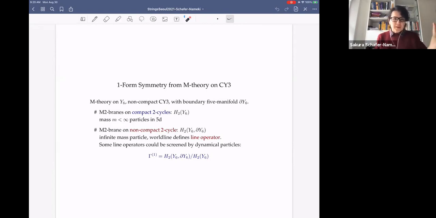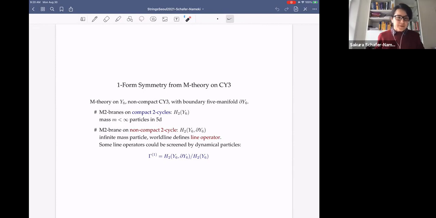So this is the story that you usually will hear if people do M theory, geometric engineering in 5D. So you wrap compact cycles. But these are Calabi-Yaus that are non-compact. So also you have in the topology of these non-compact two cycles. So these are relative two cycles, which basically extend to infinity, to the boundary. So if you wrap M2s on these non-compact, or these relative two cycles, these are actually infinite mass particles. And so one way of thinking about this, these are just world lines of infinitely massive particles.